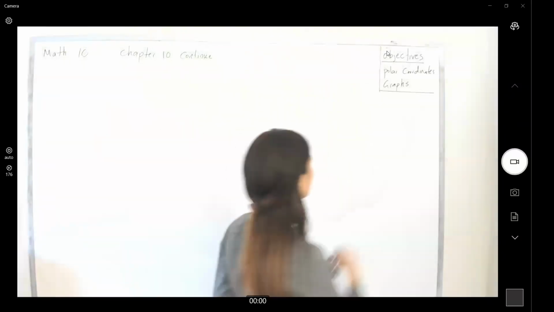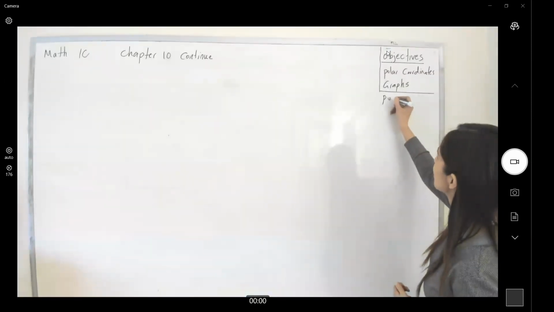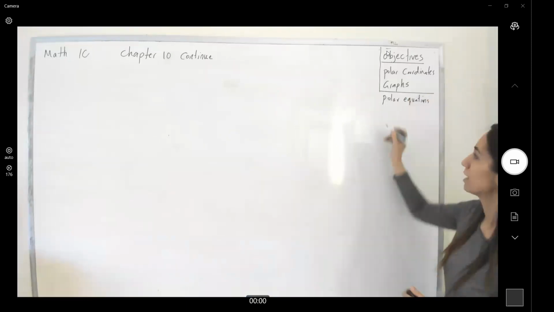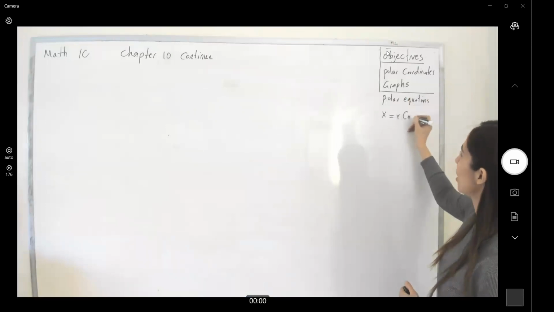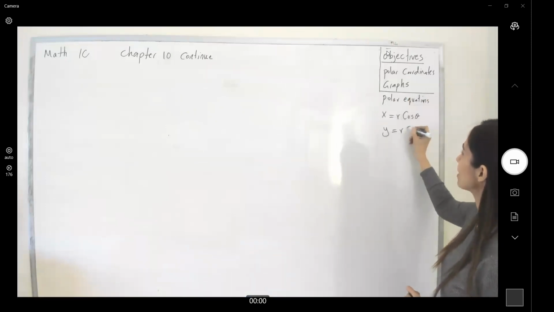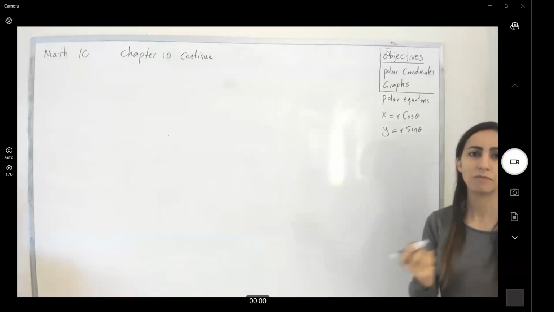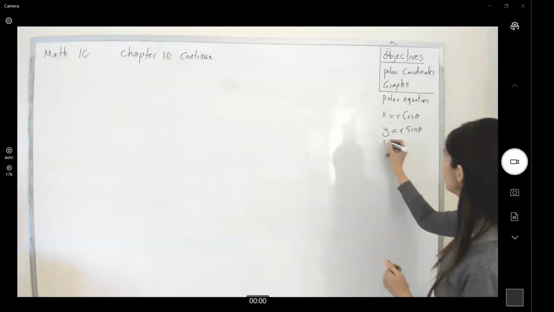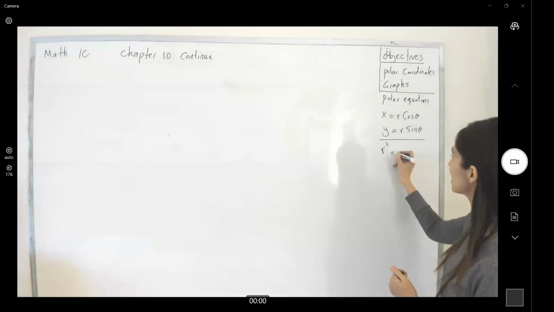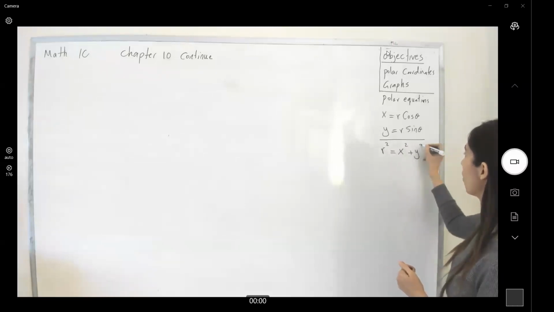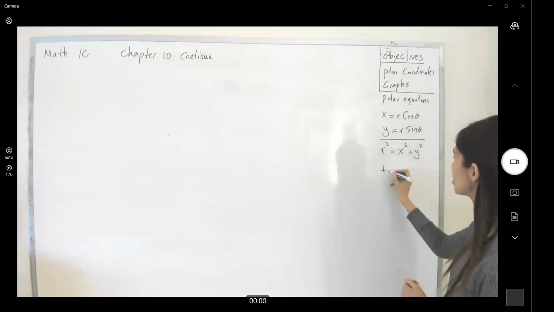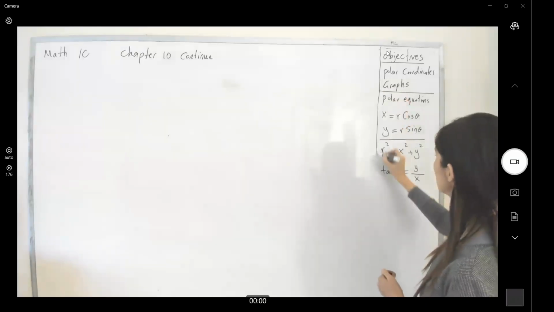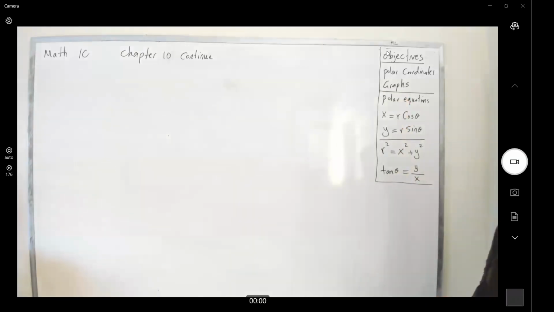What have we learned so far? We learned about polar equations. We said, let us define x to be r cosine theta, y to be r sine theta. Then we found a nice relation between x, y, r, and theta. We saw that r squared is x squared plus y squared, and that tangent theta is equal to y over x. So these are the things that we saw before yesterday.